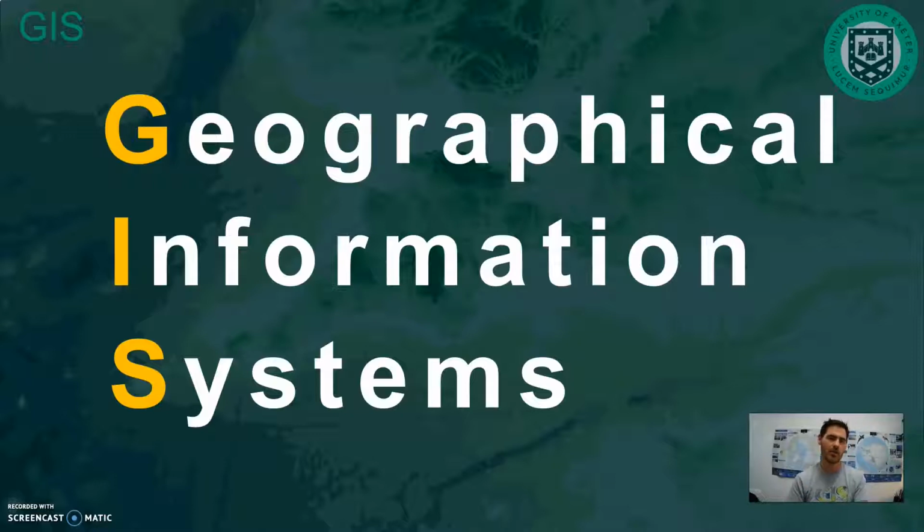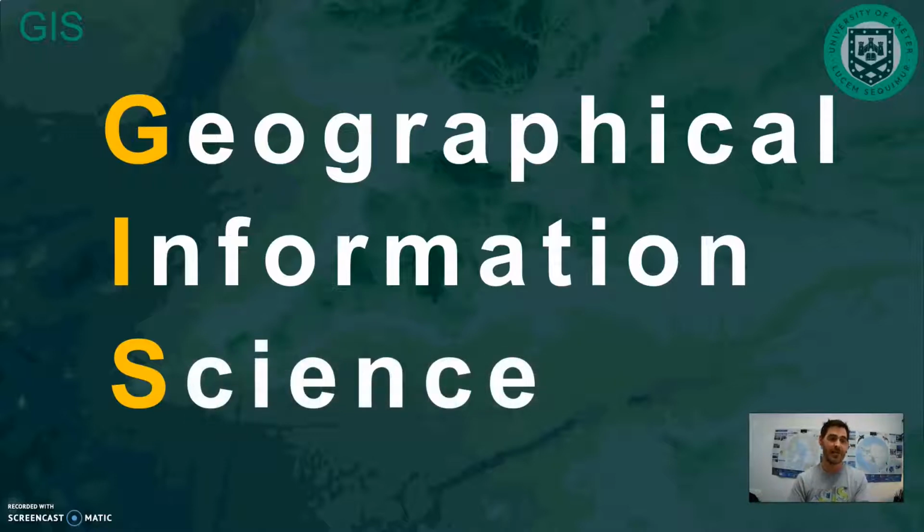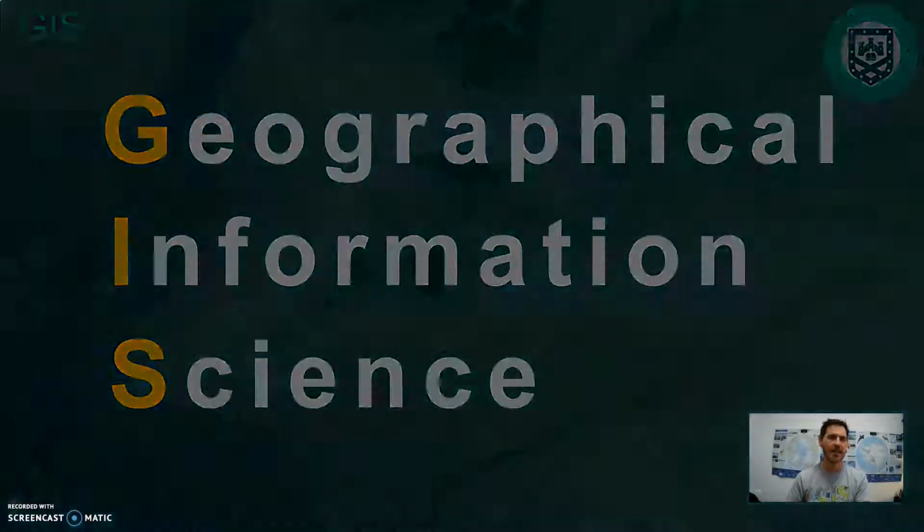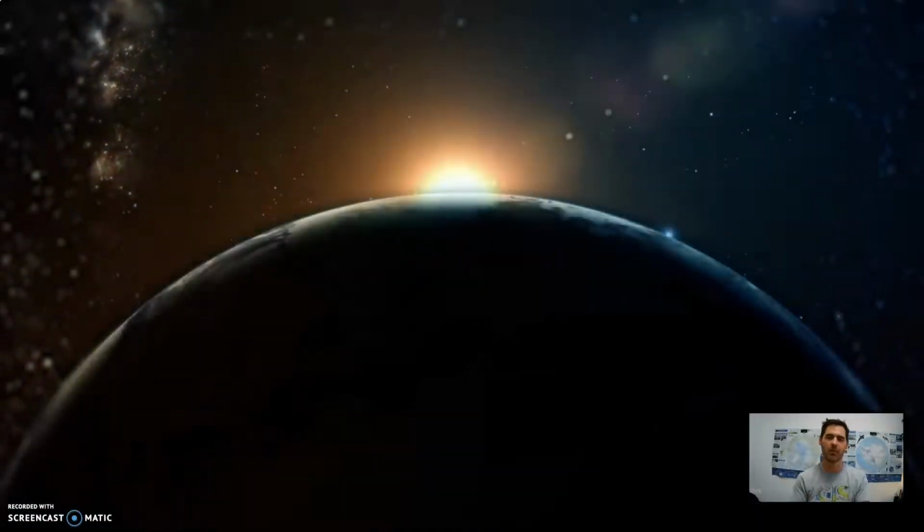GIS is also known as a Geographical Information Science because GIS is the technology at the heart of our spatial analysis, but it's also a discipline in its own right. The science offers us how we represent the real world, how we capture the data, how we organize it, and how we analyze it.